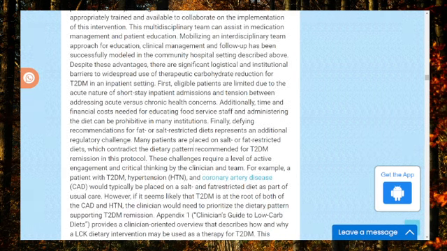Many patients are placed on a salt or fat-restricted diet, which contradicts the dietary pattern recommended for T2DM remission in this protocol.